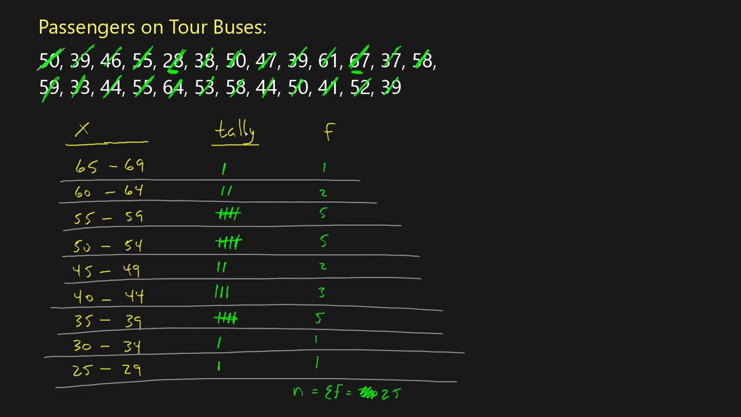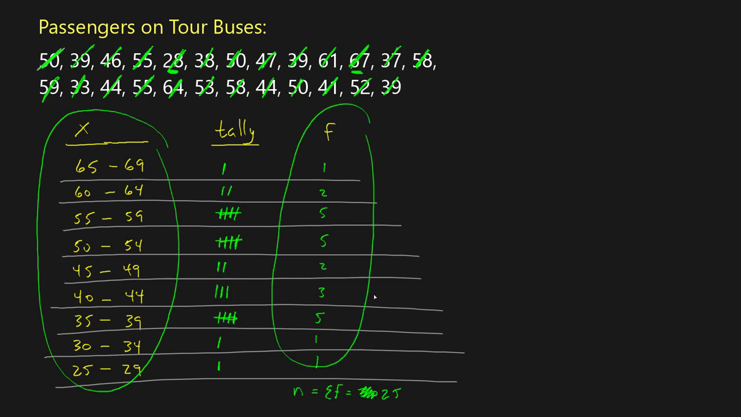Now we don't need the tally part to get full marks for a table. You really just need your categories, like I've got here, and your frequencies that go along with those categories. So we've got that. We've also gone back through the data. We've double checked that we included all of our values.